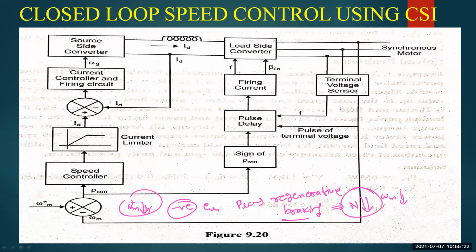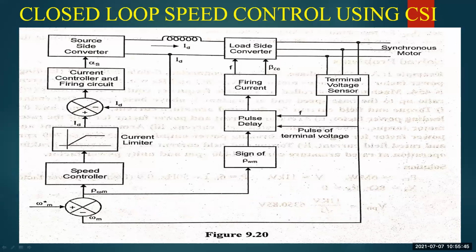When the speed error becomes positive, beta LC is set to motoring operation, and the motor drive settles at the required speed. As omega m decreases, the speed error becomes positive and it settles at the required speed. So this is about closed loop speed control of a synchronous motor using a current source motor drive.